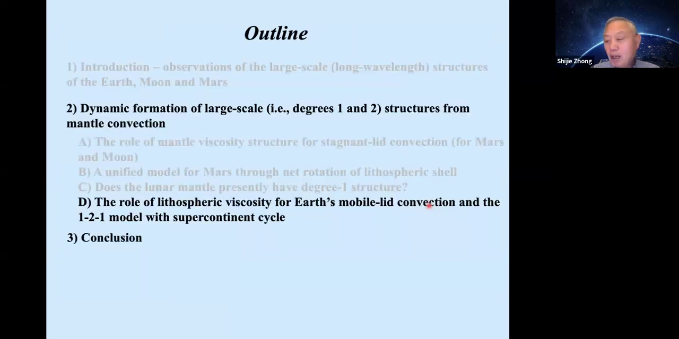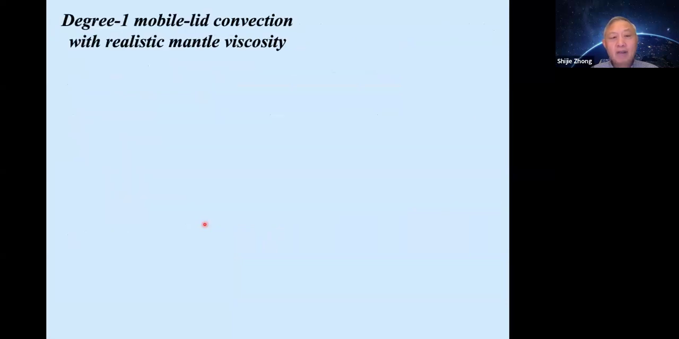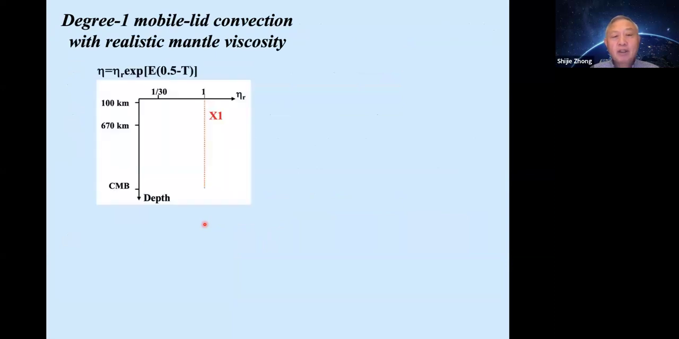So for the remainder of my time, I want to quickly touch on the Earth, and talk a little bit about the Earth's convection. Earth is different. Earth has plate tectonics, what we call mobile lid convection. Quickly, for the Earth's convection, you need both a weak upper mantle and a relatively strong lithosphere to produce a degree 1 convection.